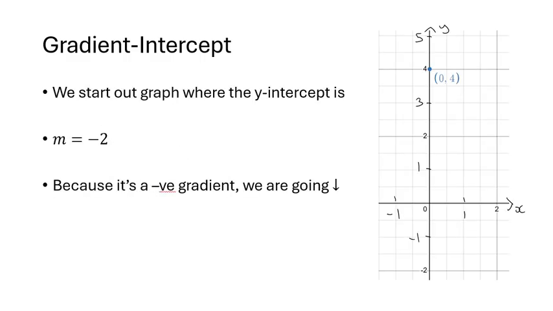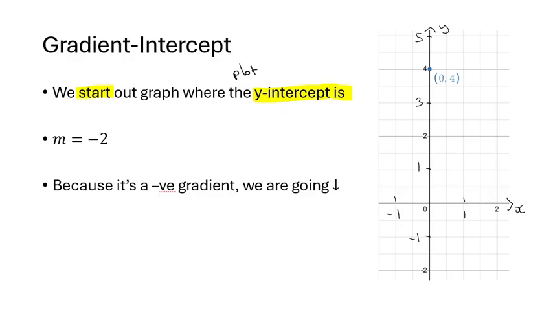Now, how are you going to apply this in practice? You are going to start your graph where the y-intercept is. So you just plot the y-intercept first. When you draw your Cartesian plane, you spot where the y-intercept is, circle it and label it at the same time. Just make your life 10 times easier.